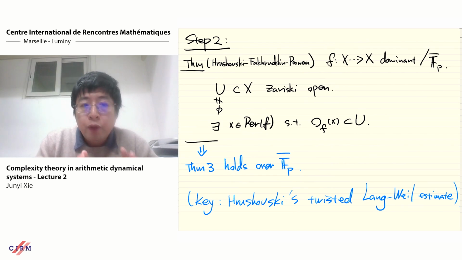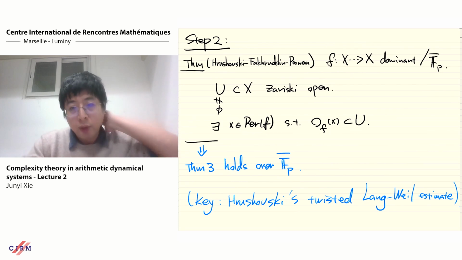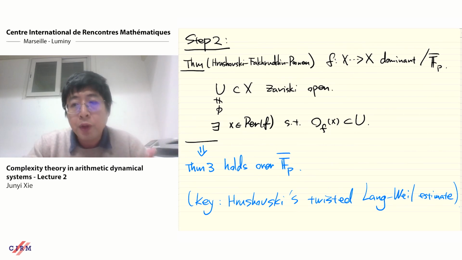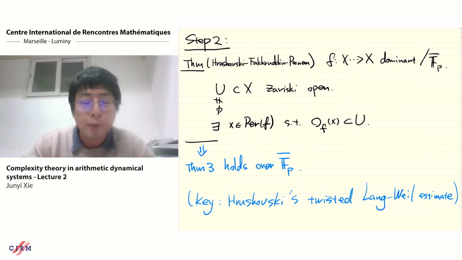Then for every non-empty Zariski open subset U of X, there exists a periodic point of F whose whole orbit is contained in U. Okay, so I think their original argument just does it for endomorphisms, but if you look at it very carefully, you can see that their argument still works for rational self-maps.